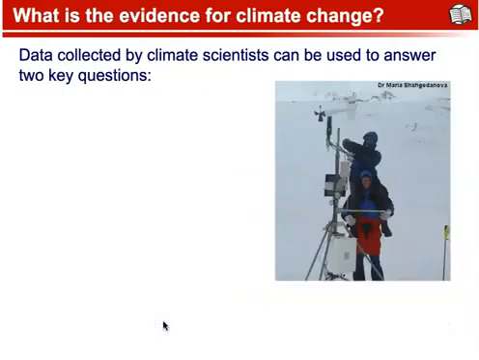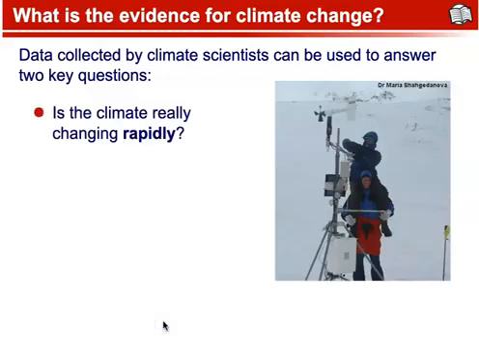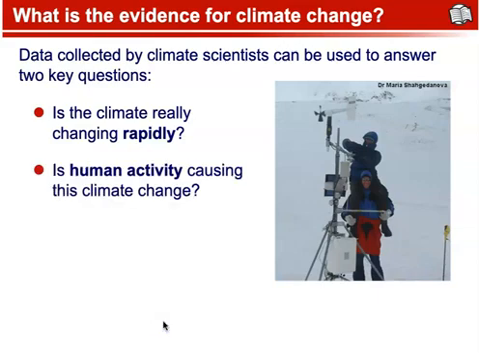So what is the evidence for climate change? Data collected by climate scientists can be used to answer two key questions. Is the climate really changing, and is it doing so rapidly? And is human activity causing this climate change?